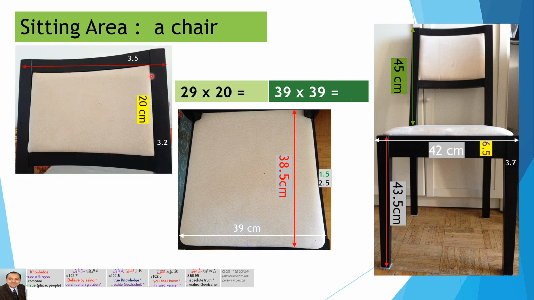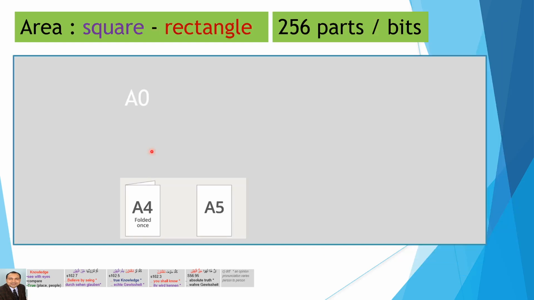So this is back. This corner till here is 36 centimeter length. This is 3.5 centimeter from here to here. Here is width 3.2. This is from this white area, soft area is 29 centimeter.